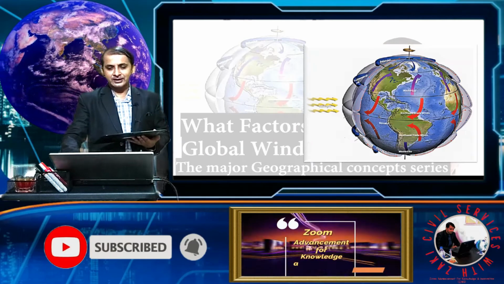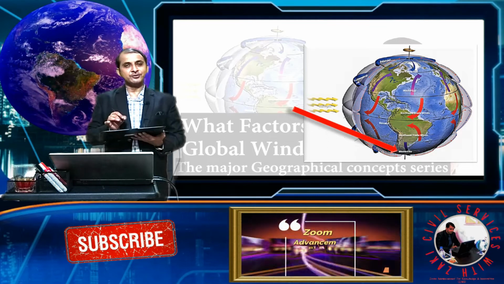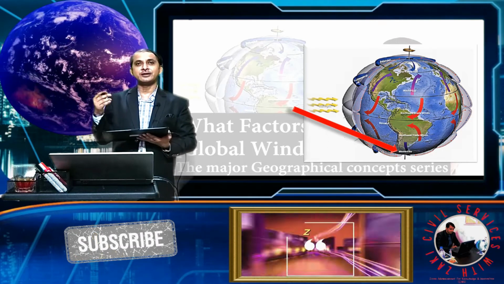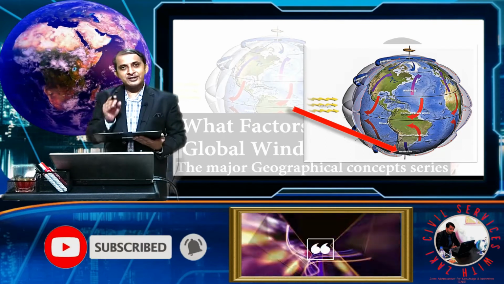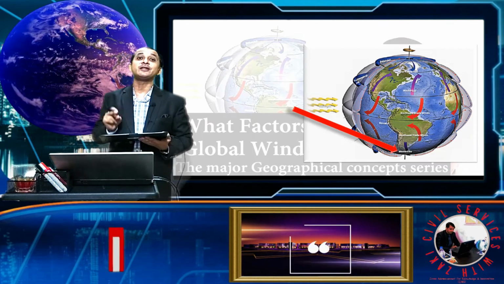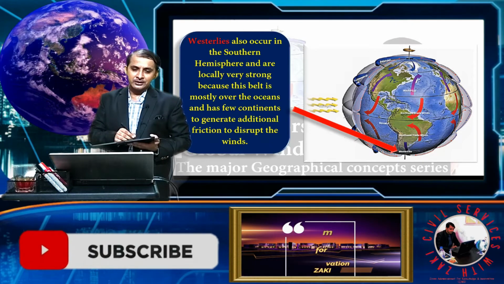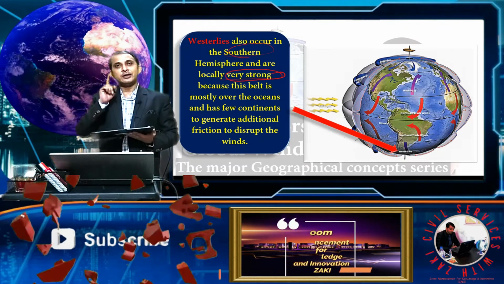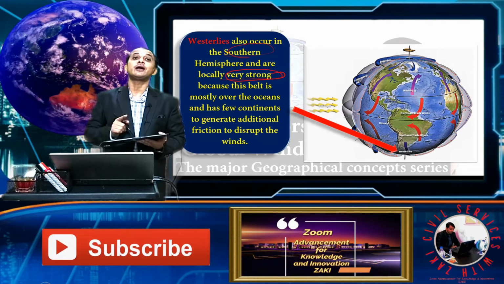So let's move forward and see another thing. As we know, the westerlies impact Europe, the United States and all other subtropical regions in the northern hemisphere. These westerlies are also found in the southern hemisphere, and as you know, they occur in the southern hemisphere and are locally very strong.